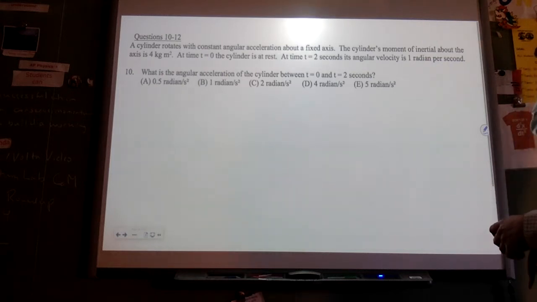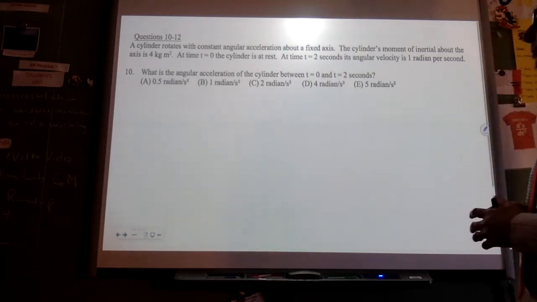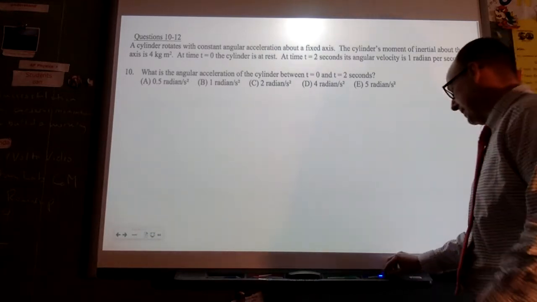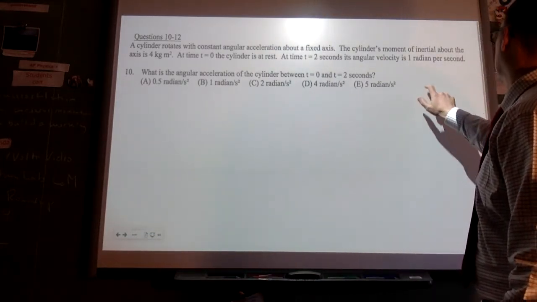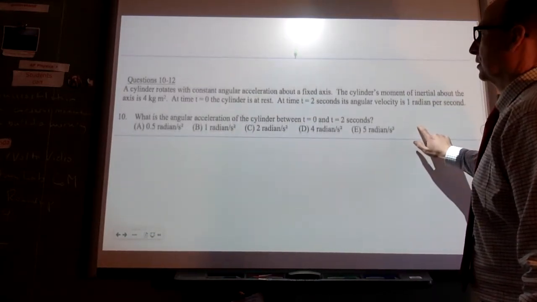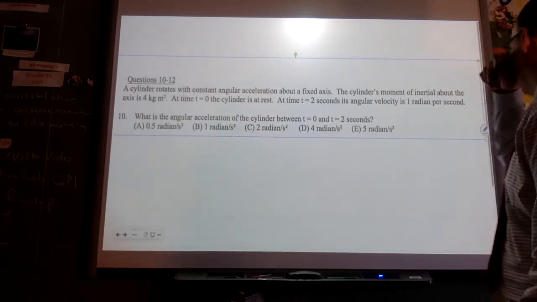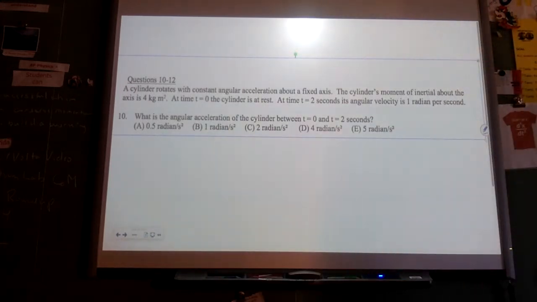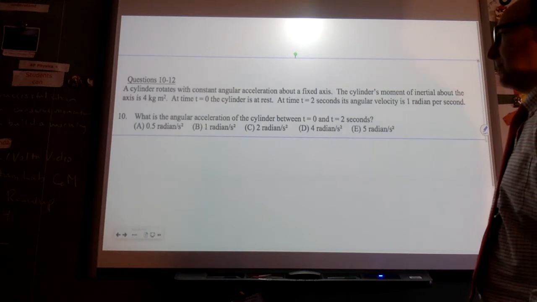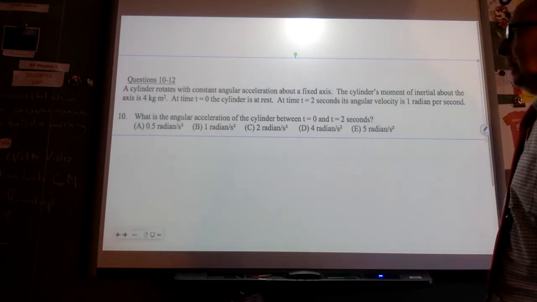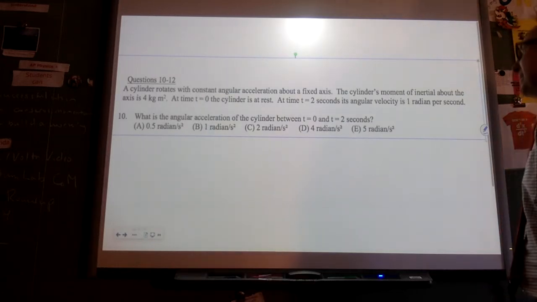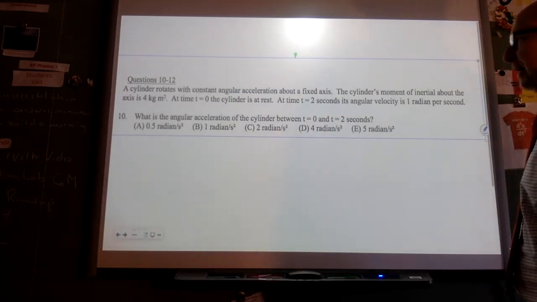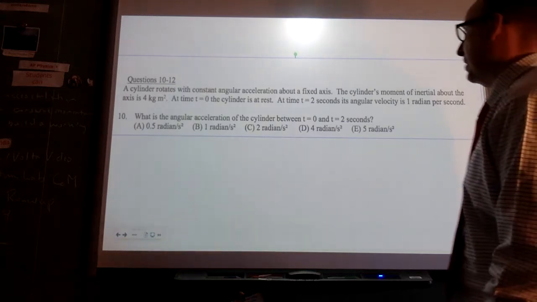All right, so a cylinder rotates with constant angular acceleration about a fixed axis. The cylinder's moment of inertia about the axis is 4 kilogram meters squared. At time t equals 0, the cylinder is at rest. At time t equals 2 seconds, the angular velocity is 1 radian per second. What is the angular acceleration of the cylinder between t equals 0 and 2 seconds?